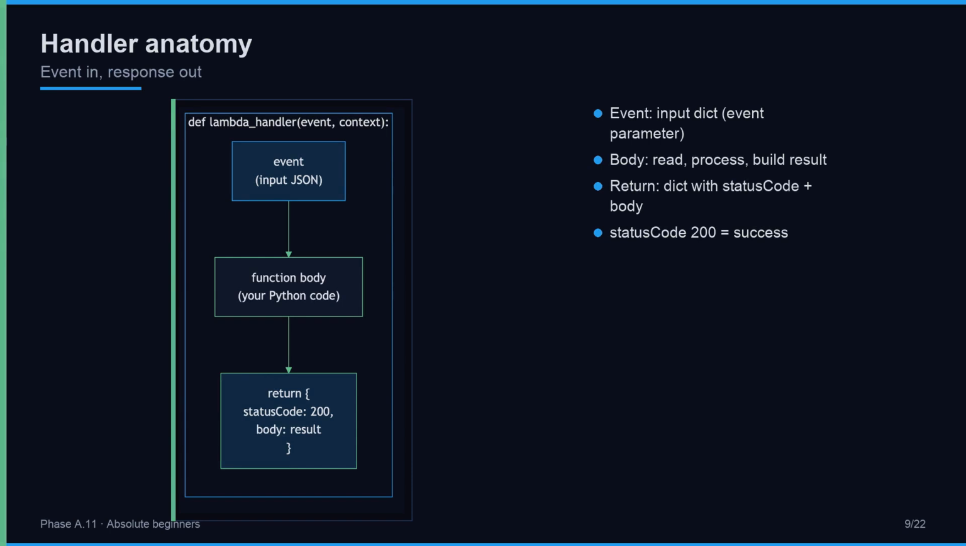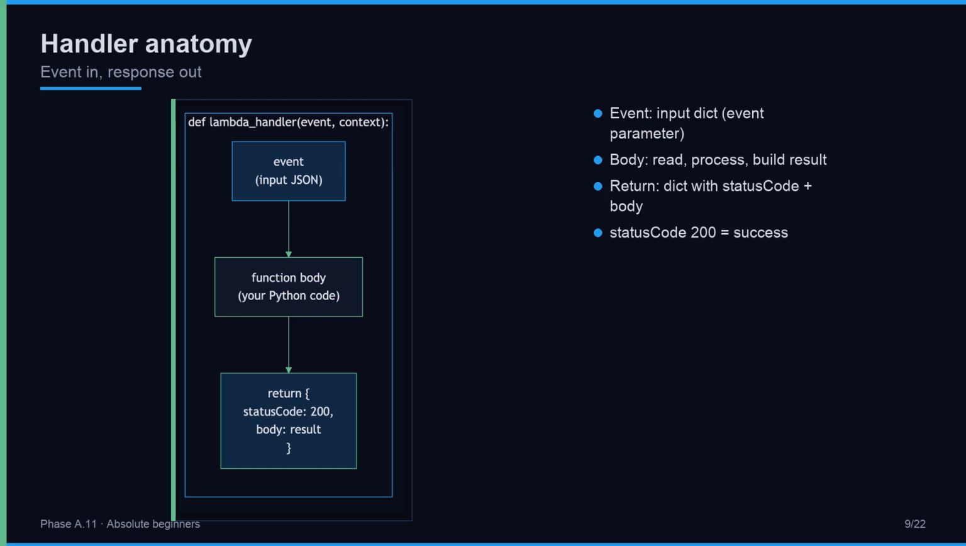Here is the anatomy of a handler, seen as a flow. On the left, the event arrives as a dictionary, the input to your function. In the middle, the function body does its work, reads values from the event, processes them, builds a result. On the right, the function returns a dictionary with a status code and a body. The status code is an integer that signals success or failure, 200 for success. The body is a string, usually a JSON string, carrying the actual response data.